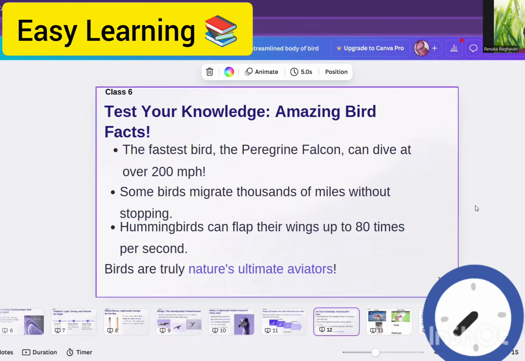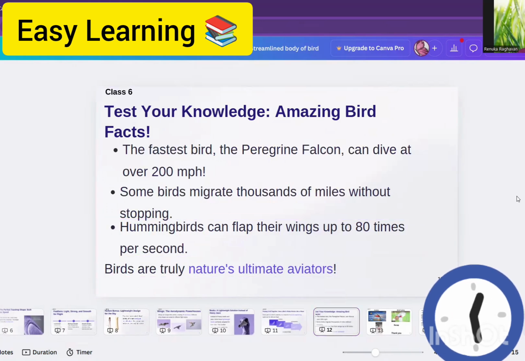Now here are some amazing facts I brought for you. Have you ever heard about the falcon? They can dive at over 200 meters per hour. Some birds can migrate thousands of miles without stopping. And the hummingbirds, have you ever seen the hummingbirds? They can flap their wings, just now I told you, 80 times per second. Ultimately, they are natural aviators, we can say.